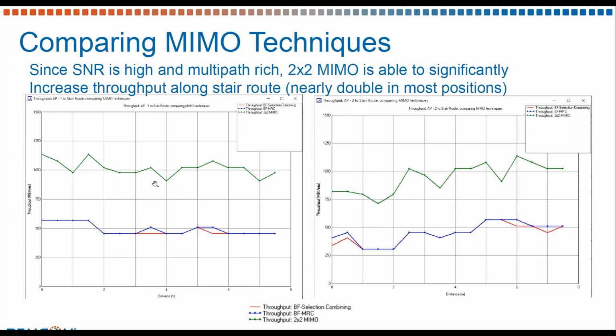The blue line is maximum ratio combining for the receiver diversity, the red is throughput from selection combining, while green is using the closed loop spatial multiplexing, or the 2x2 MIMO. And if you'll remember, we had the orthogonal streams when using the spatial multiplexing, so we actually get quite a significant boost in the throughput when using that method.